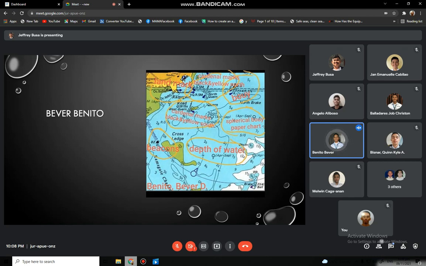The last one is the depth of the water. The black numbers printed on the chart represent water depth. Each number indicates the mean lower low water in an area. This is the average water depth at low tide. So most of the time, the water is deeper than what you see on the chart.